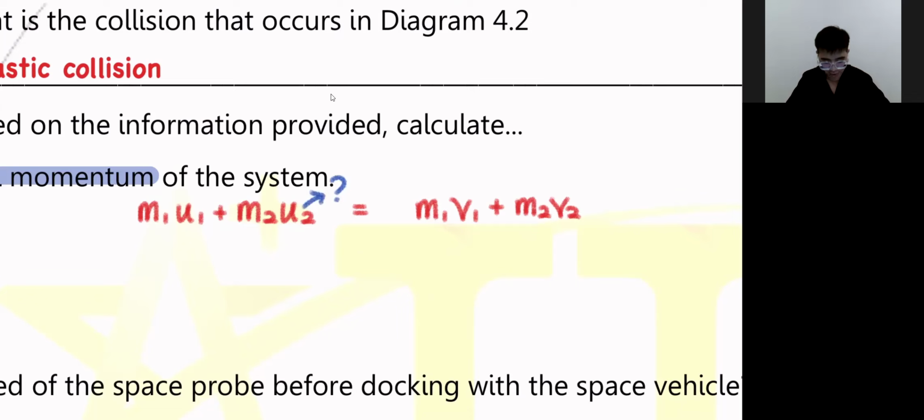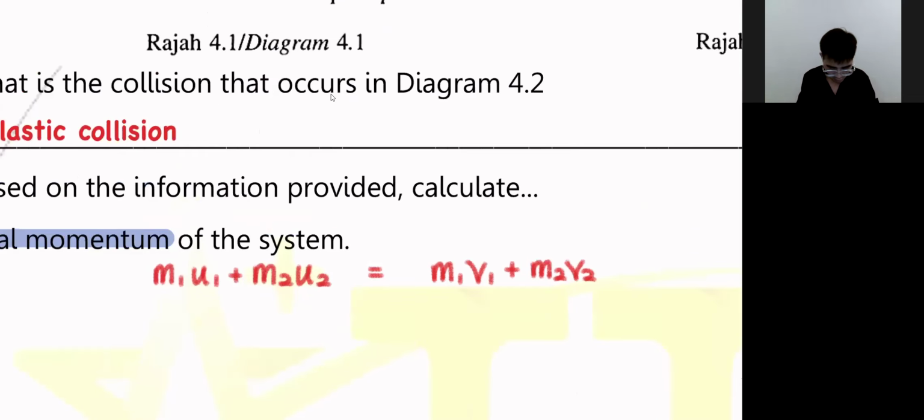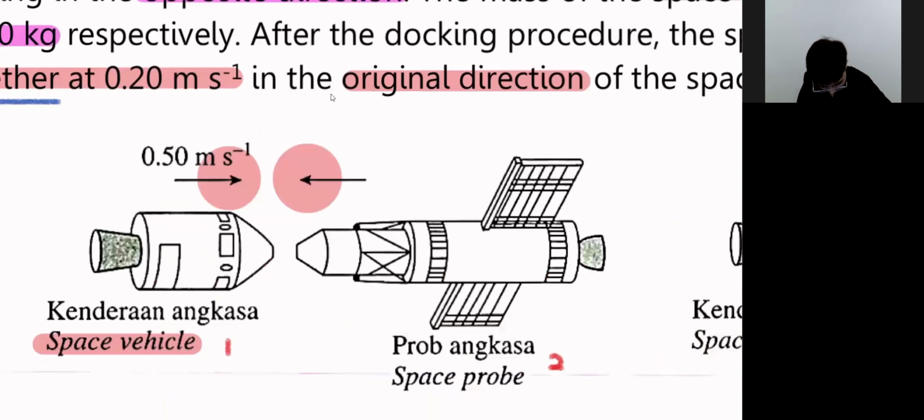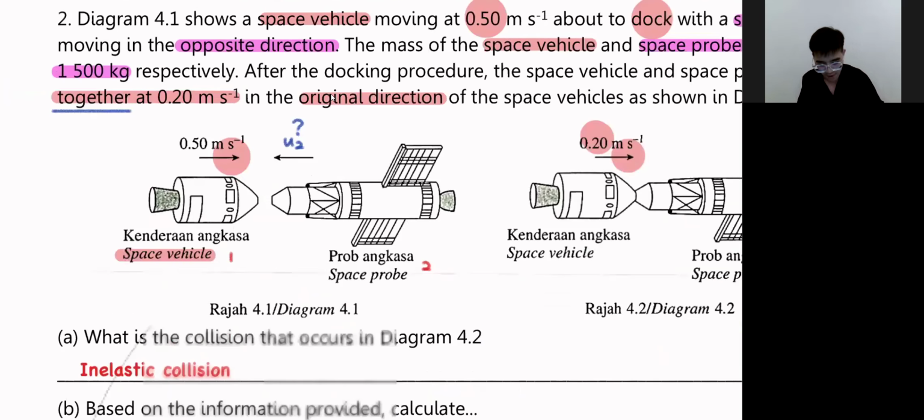You don't know what is the initial velocity of the space prop before the space prop connects with the space vehicle. See, you look at the question. What is the initial velocity of the space prop? Don't know, right? This one, you too. Initial velocity of the object number 2, which will refer to the space prop. Don't know. So if you don't know, then you cannot use the first formula, right? But you can use the second formula.